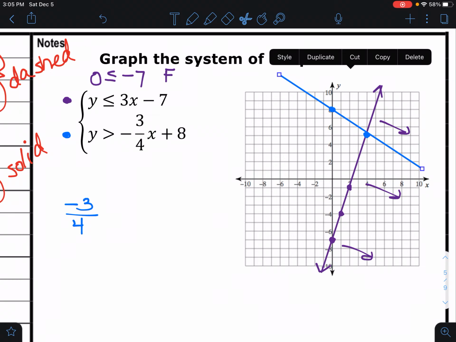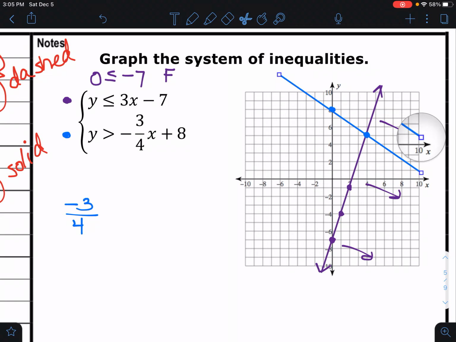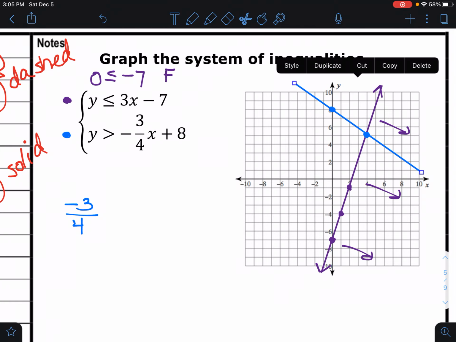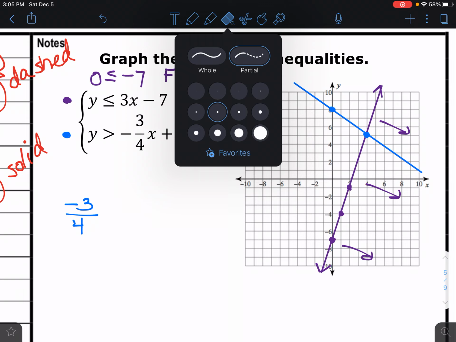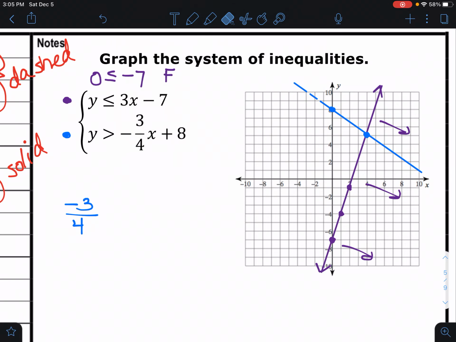I'm going to go to the scissors again, make some adjustments. Now this is greater than, so I want a dashed line. So I'm going to use the eraser and just make it look a little bit better. The points on this line are not included. And now I've got that.